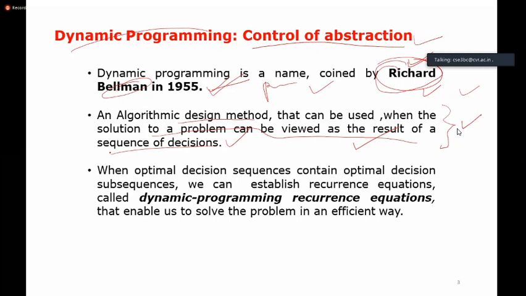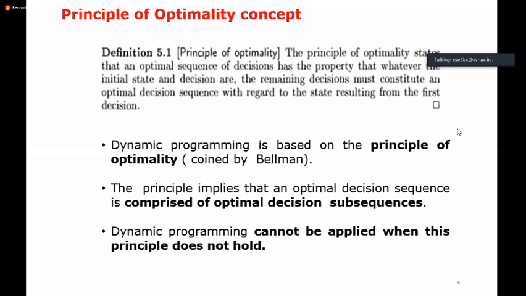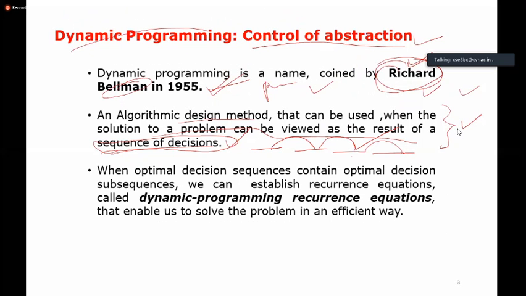Now, how do you get this sequence of decisions? Sequence of decisions means one term depends on another term. This term depends on this, this term depends on this, and this term depends on this. This is nothing but recurrence equations. Are you clear? So you have to develop the dynamic programming recurrence equations to solve the problem.